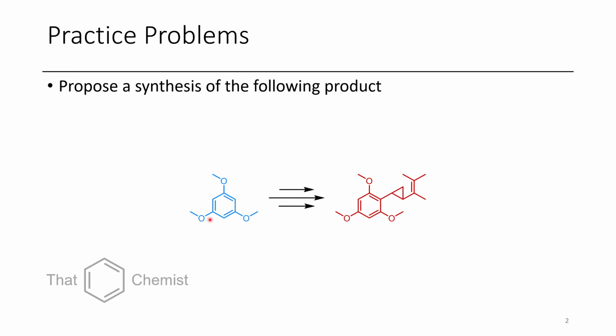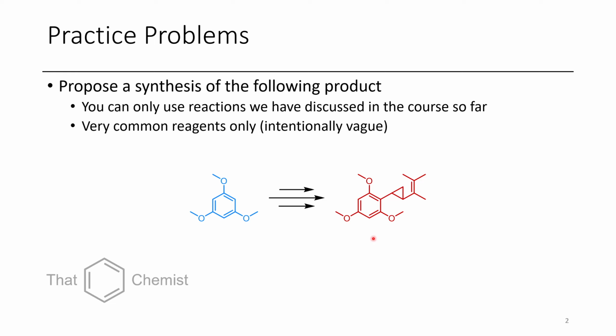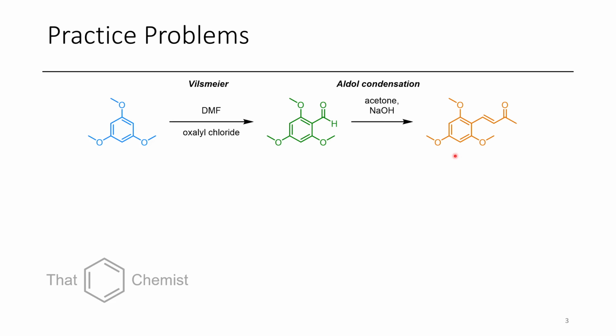Now in this first problem, we start with 1,3,5-trimethoxybenzene, and we have to propose a synthesis of the following product over several steps. And the rules are that we can only use common reactions that we've talked about so far in the course, as well as very common reagents, and you'll see what I mean when we go through the solution. So in this first reaction, I would do a Vilsmeier to install a carbonyl.